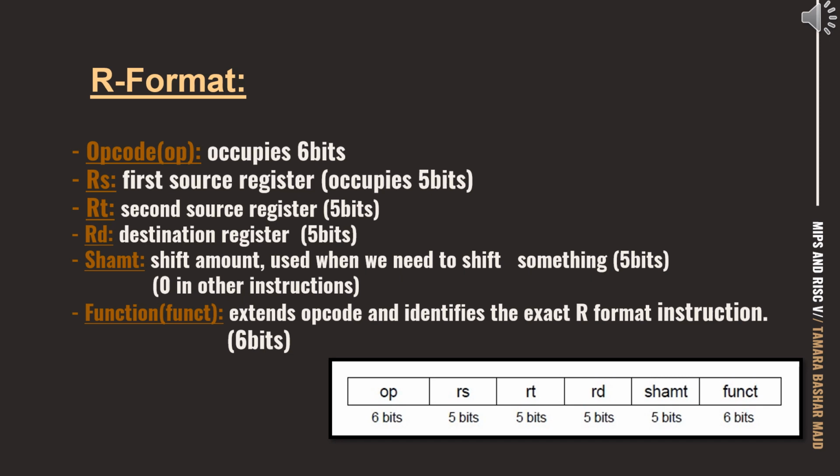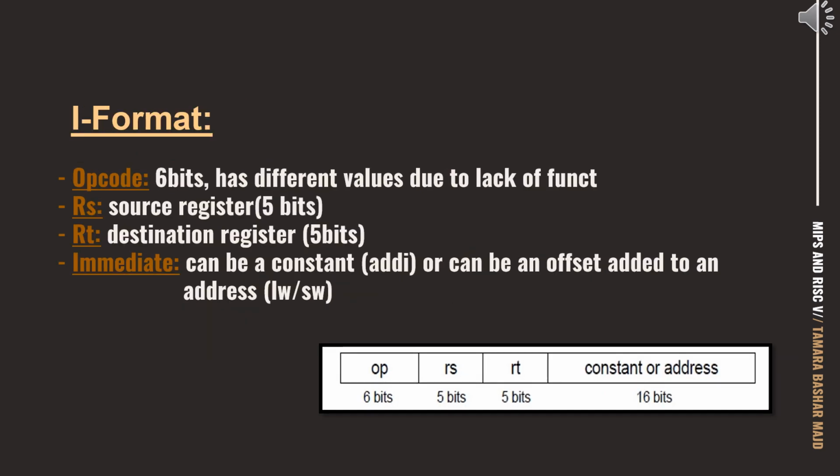And the function, which extends the opcode and identifies the exact R format instruction that we need to perform, occupies 6 bits. The I format is used when the instruction must operate on an immediate value and a register value. The immediate value occupies 16 bits, therefore it can be very large.